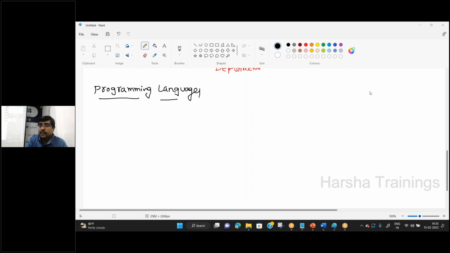C, C++, Java, .NET, C Sharp. Exactly. That is an answer, but that is not the final answer. Why? Because we have many programming languages, but originally we have three programming languages only: machine level language, assembly level language, high level language. Now you are not getting my point.